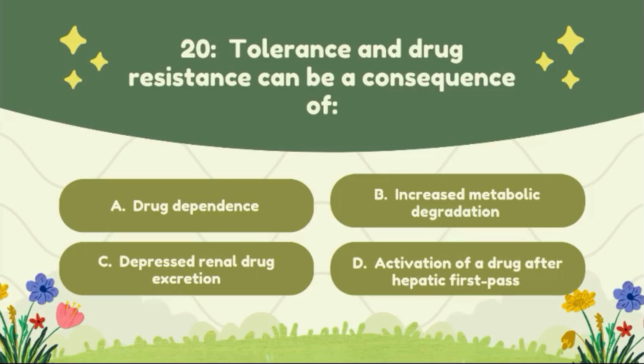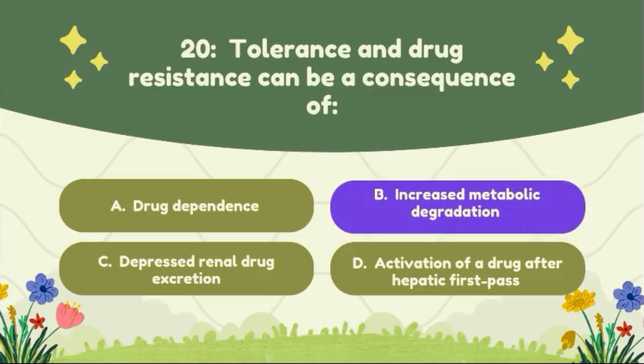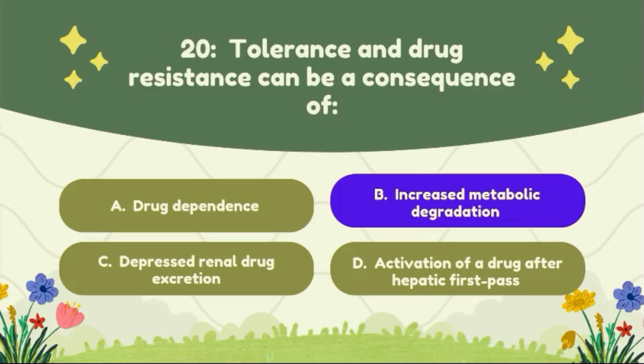Question number 20 is, tolerance and drug resistance can be a consequence of A, drug dependence, B, increased metabolic degradation, C, depressed renal drug excretion, D, activation of a drug after hepatic first pass metabolism. So the correct answer is option B, increased metabolic degradation.